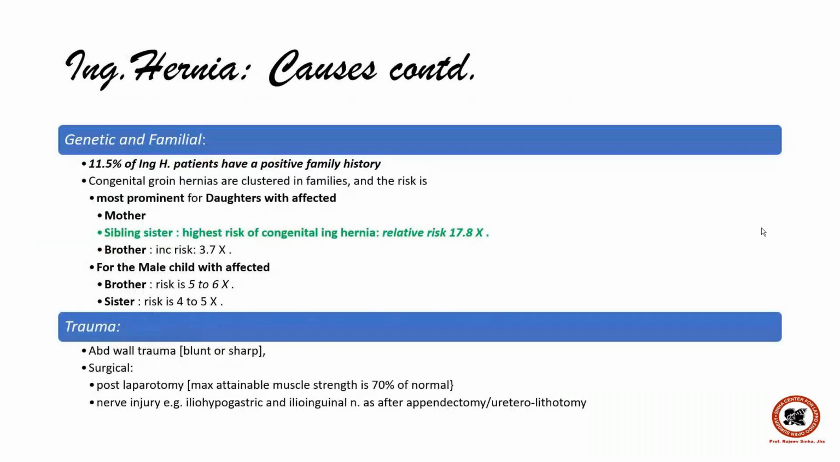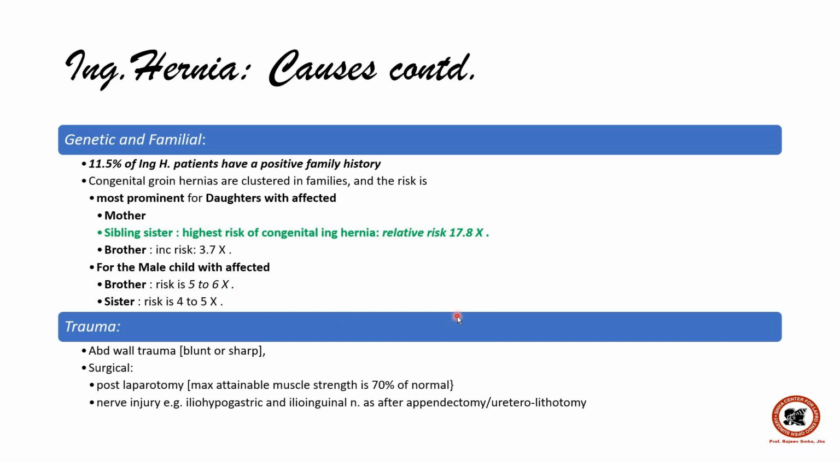So we look at the genetic and familial causes. You identify that almost 10%, more than 10%, to be more exact, 11.5% of inguinal hernias may have a positive family history. More so if the person affected is a female child, and more so if the sibling sister is affected. See that the highest risk of congenital hernia is seen in a sibling sister, where the relative risk is almost 7.8 times, right? Now, if the brother is affected, the risk is almost 5 to 6 times.